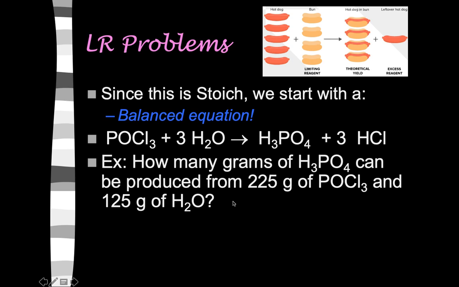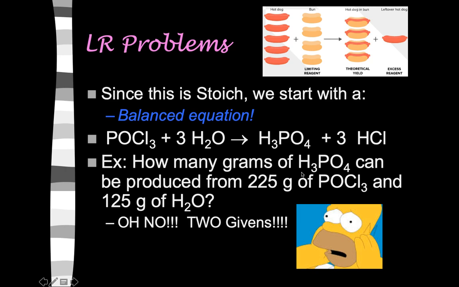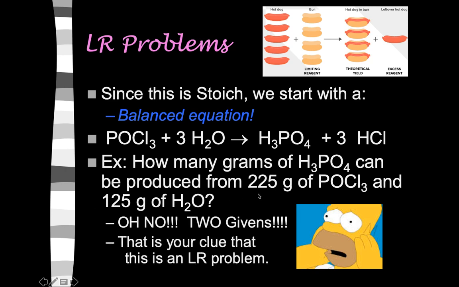So, to do this problem, maybe what you're noticing is, well, wait a second, there's two givens. We've never had that before. So, how do I start this problem if there's two givens? Well, the two givens is your hint that this is a limiting reactant problem. We've got to do two problems and figure out which one of these reactants is going to run out first. That will tell me the answer to this question. Let's do this problem together.